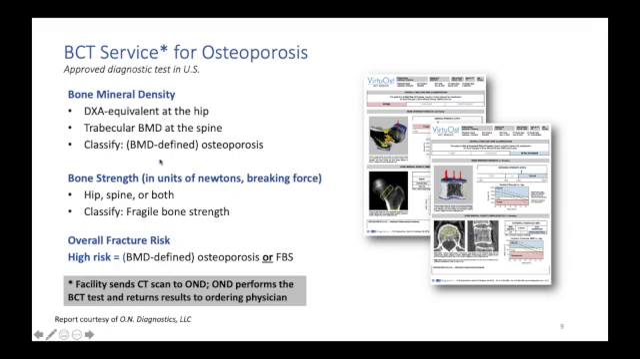And the overall fracture risk is if you test positive for bone mineral density or you test positive for fragile bone strength, then you would be considered to be at high risk of fracture and have osteoporosis. So that's now a clinical test. And you can see two examples of reports for the spine and the hip. The way it works in the United States, at least, is that you send the scans to a centralized facility at Owen Diagnostics. They do the mechanical testing, or the BCT testing, and then they return the results to the physician who ordered the test, right?